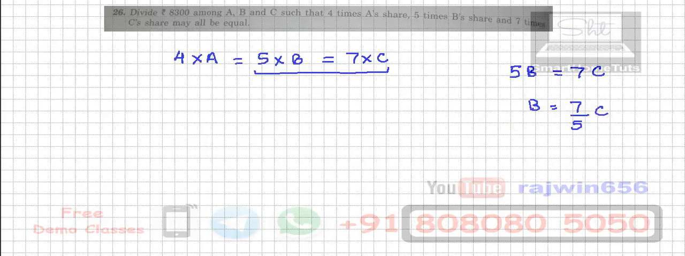Now I'm going to take the first part and the third part. 4A is equal to 7C. This part and this part I'm taking. Same way I'm going to write over here, A is equal to, I'll bring this 4 down here in the denominator, 7 divided by 4C. So I got A is equal to something, B is equal to something.